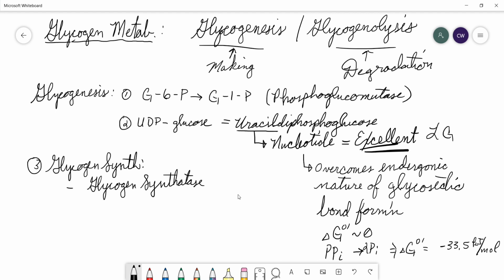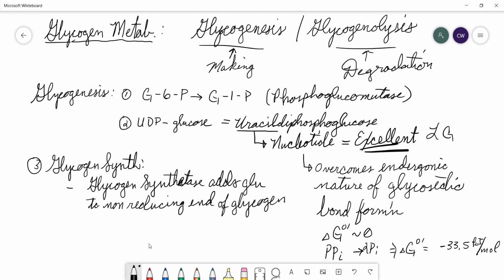All right. And glycogen synthetase, excuse me, that should be glycogen synthetase, adds glucose molecules to the non-reducing end of glycogen molecules.